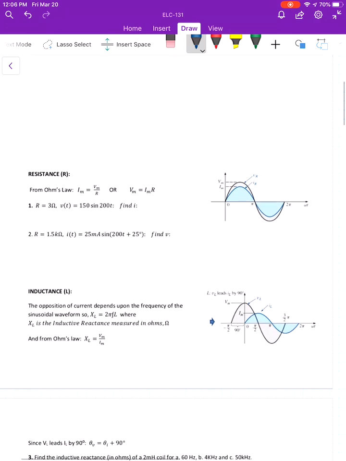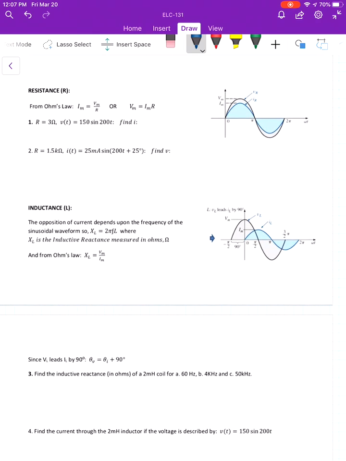So let's look at our resistor first. Here we have the voltage applied to our resistor, and here we have the resulting current. And notice that V and I are in phase, as you learned previously. That means that they cross the x-axis at exactly the same points, and they have their maximums and their minimums at the same point as well.